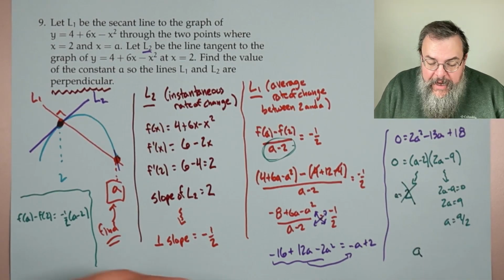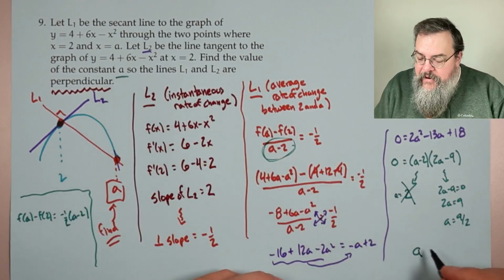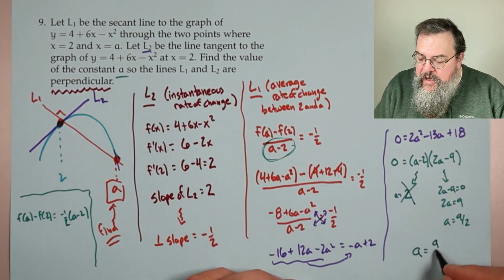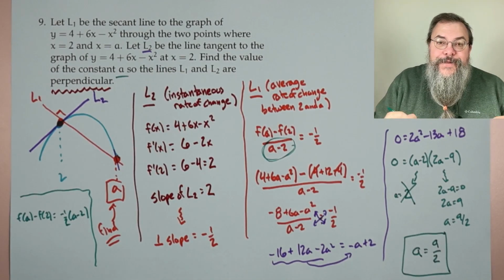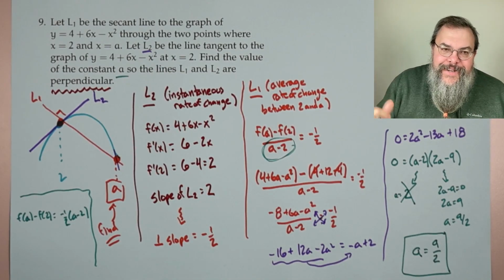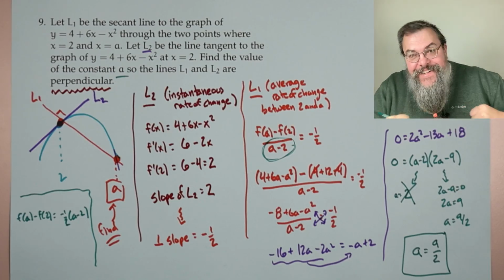And that's all we were after. We were just saying find the value of a. So our value for a is 9 halves. And there we go. Life is good. We got it. Woohoo! Yay, us! Nice!